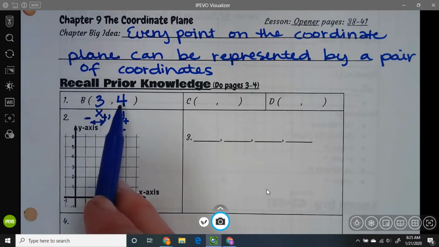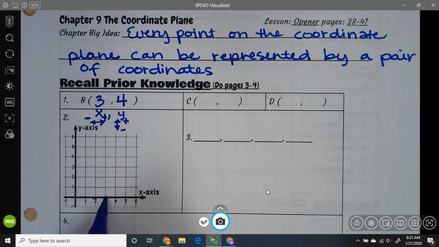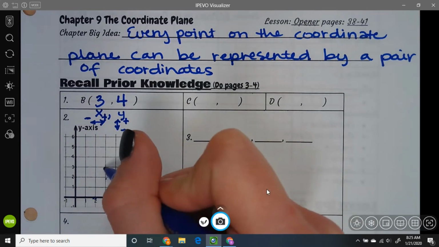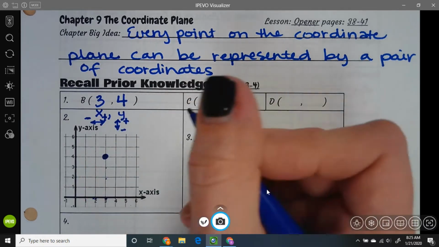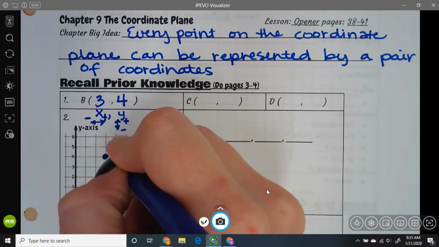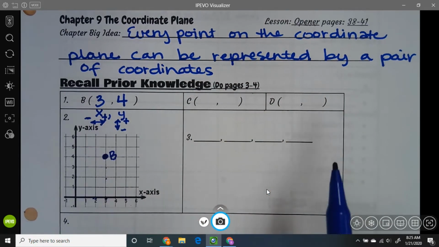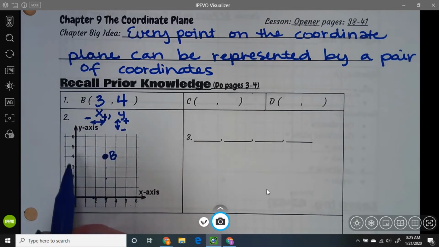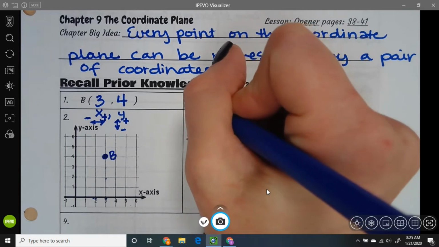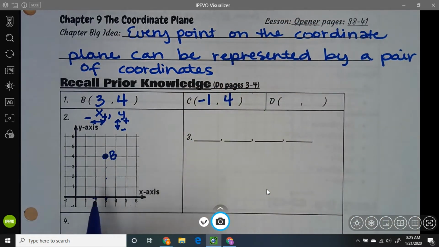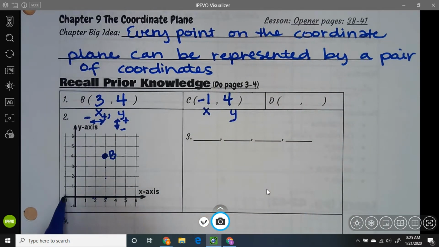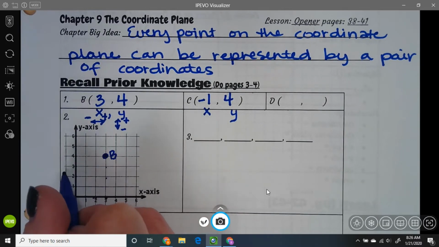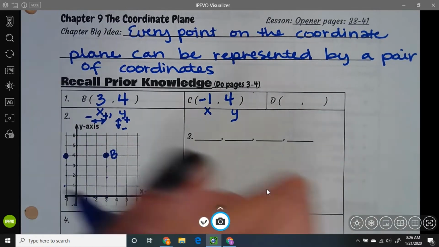So if I'm going to plot the point 3, 4, I would go across to 3 and go up 1, 2, 3, 4. And I'd put a point right there. Remember, it's equal to that point, so we fill it in. We don't put an open dot. I would label it B because it's point B. Otherwise, I'm going to have a bunch of dots on here, and I won't know which point is which. Just one more. If I was going to do -1, 4, I'd go -1 because I go x first, which is across. So I go to the -1, and then I go up 1, 2, 3, 4 right there, and that would be C.